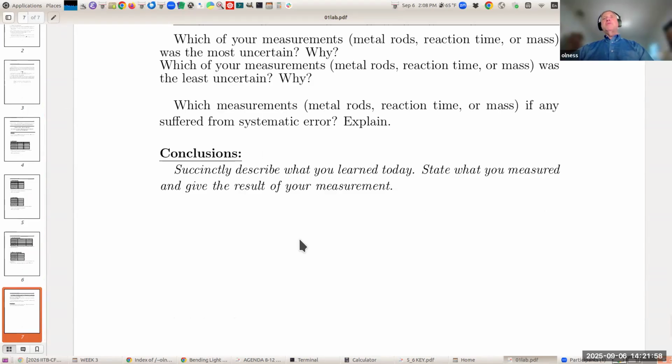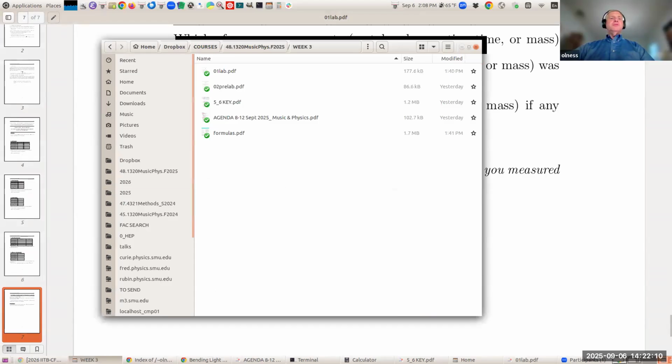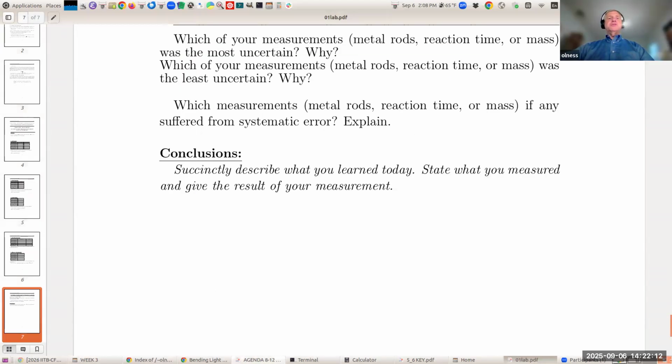But the point was just to introduce you to some of the difficulties we have when making measurements and make you aware of what comes into that, both in terms of systematic errors and random errors.